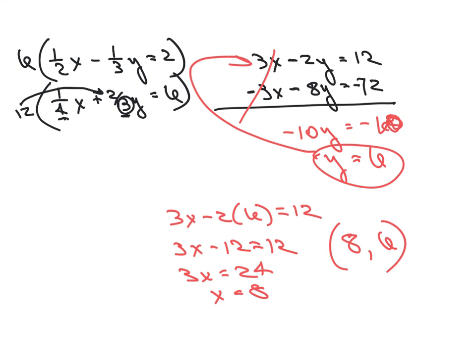And I'm done. So the key thing in this particular example was get rid of the fractions. Okay, so that is 4.1b, and we'll go into 4.1c and talk about the substitution method.